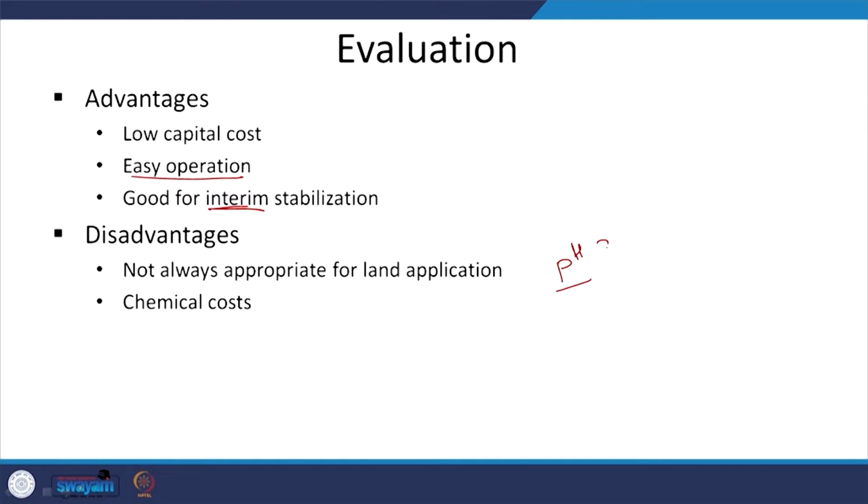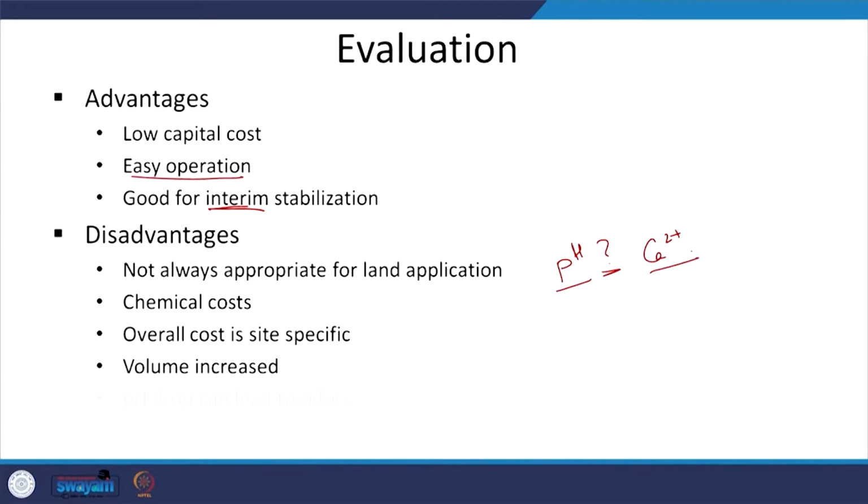The pH is going to be pretty high depending upon how much calcium is there in your relevant lime, that is going to be an issue too, right. And chemical costs have to be taken into account. Overall cost, it depends upon the relevant site, and volume can increase or will increase, I guess, right. If pH drops, it can lead to microbial growth and it can lead to odors, let us say.